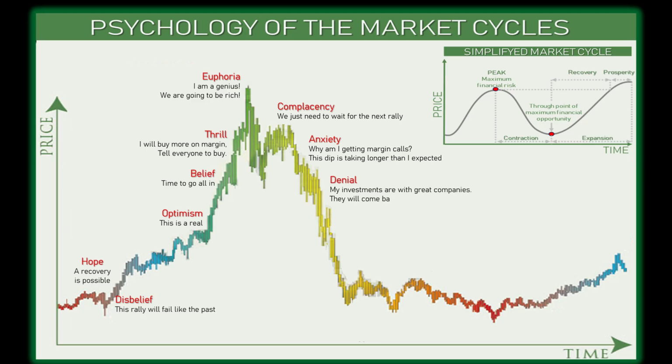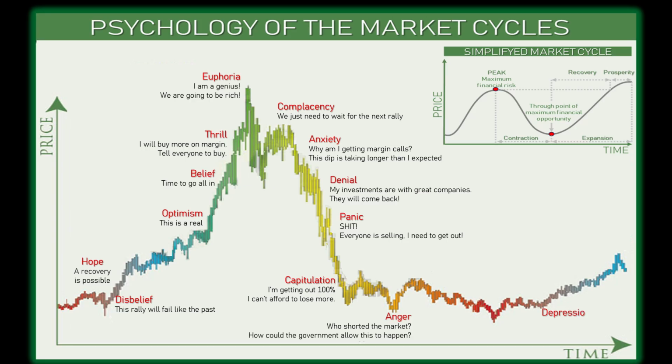Conversely, when the market starts to reverse, emotions shift rapidly. Anxiety and denial occur first, followed by fear and desperation as losses mount. Panic and capitulation often follow, where traders exit positions impulsively, locking in losses. Finally, anger and depression can set in, leaving traders frustrated and less confident in future trades.